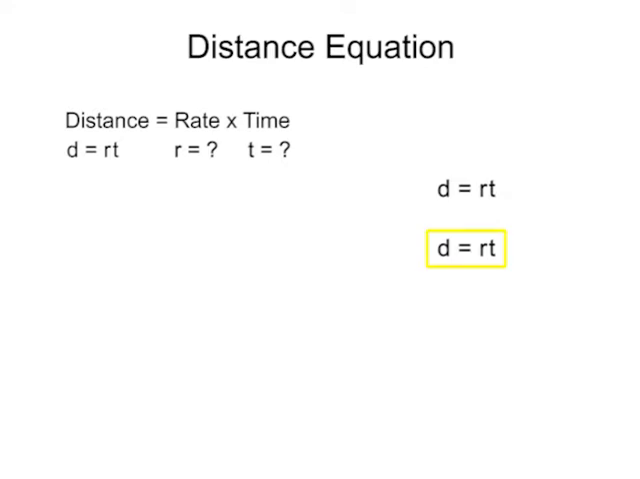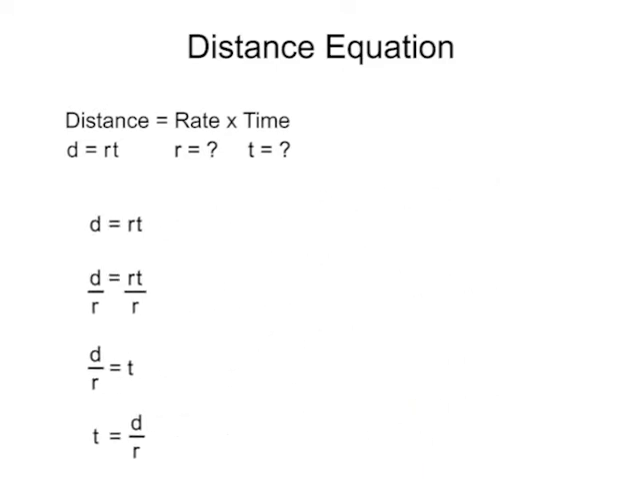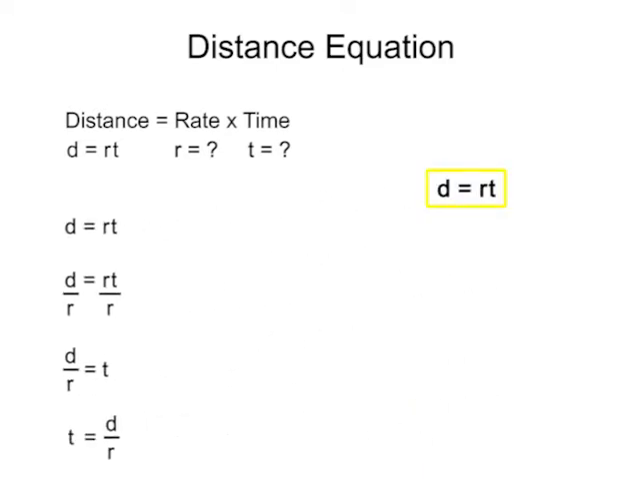To isolate time, first divide by r. Since the right side of the equation was divided by r, the left side of the equation must also be divided by r. The r's on the right side cancel out since anything divided by itself is equal to 1. Now the equation states that t equals d divided by r. In a similar way, the original equation can be rearranged so that the rate, r, is equal to d divided by t.